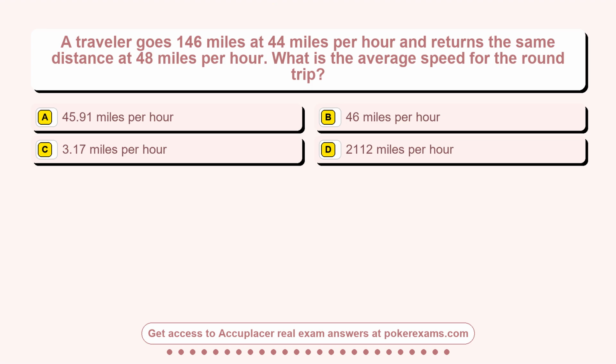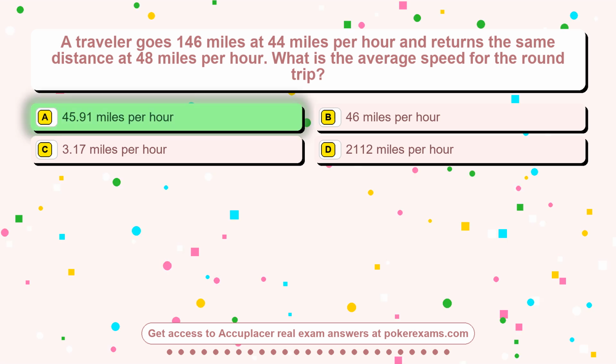Question 2. A constitutional system requires that an agency regulation is invalidated because it exceeds authority granted by law. Which principle does this requirement protect? Option A, rule of law. Option B, federalism. Option C, majority rule. Option D, popular sovereignty. The correct answer is option A, 45.91 miles per hour.